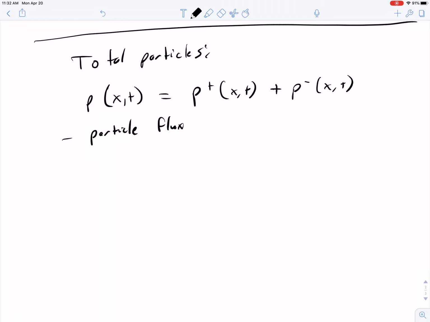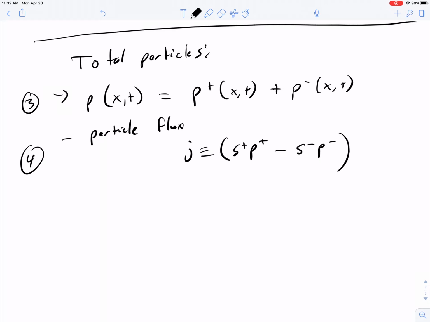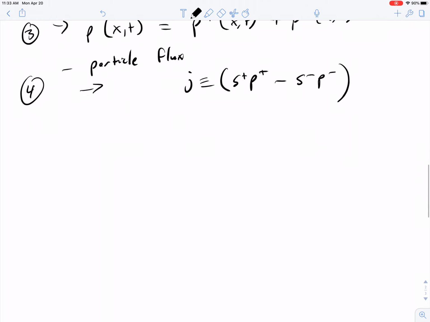The direction of the net movement of these particles. We can define the particle flux as the difference between the speed times particles moving in the positive direction minus those that are moving in the opposite direction. Okay, so now we have two new definitions, 3 and 4: we have the total particle density, and we have particle flux.